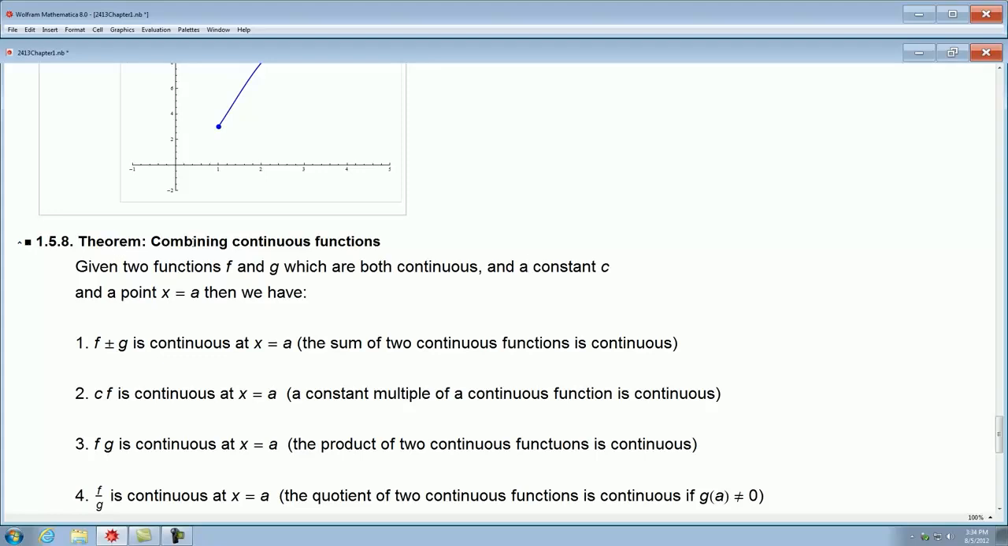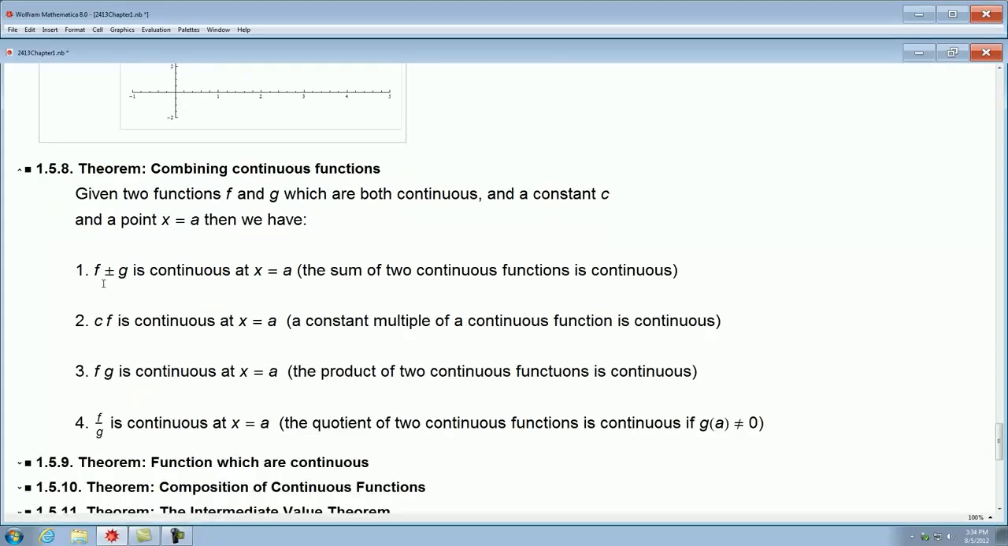This is a theorem about combining continuous functions. If we're given two functions f and g, which are both continuous, and a constant c, and a point x equals a, then we have the following. First of all, if we add or subtract two continuous functions, then we get a continuous function. So the sum of two continuous functions is still continuous. We don't lose continuity by adding two continuous functions together.